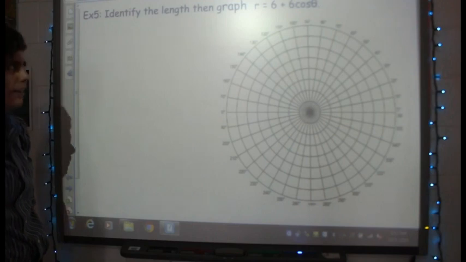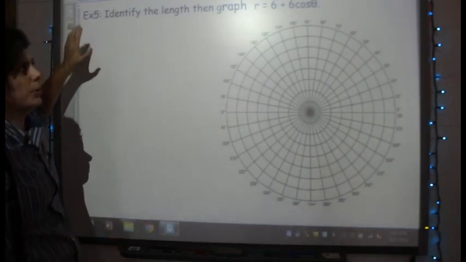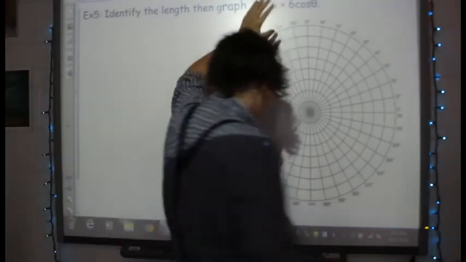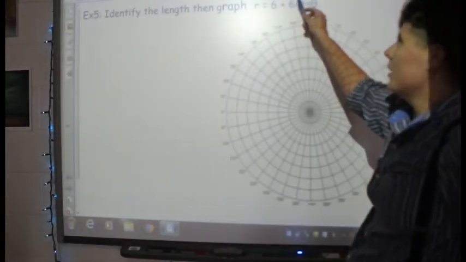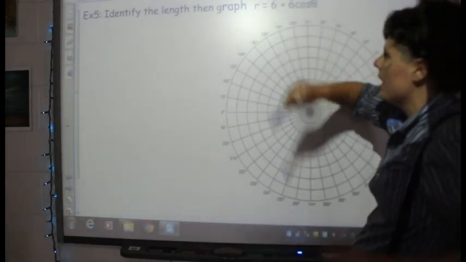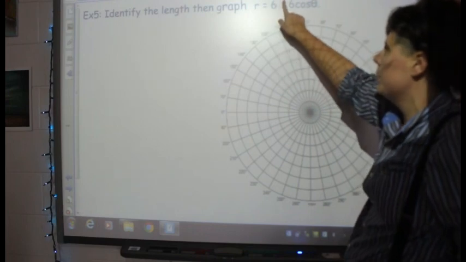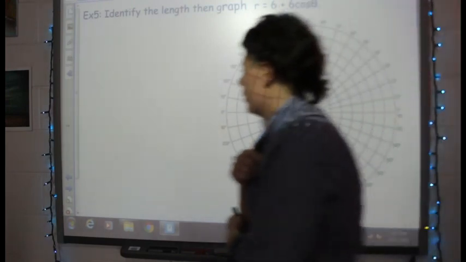So for number 5, we have r equals 6 plus 6 cosine theta. All right, so here we are on example number 5. Example number 5 is a cardioid. And when you see that, we have 6 plus 6 cosine theta. We know it's a cardioid because the 6's are both the same. It would be a circle if we only saw 6 cosine of theta, but here we have 6 plus 6 cosine theta, so we know we have a cardioid.